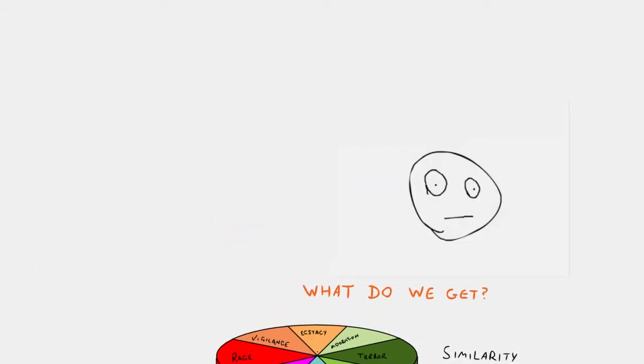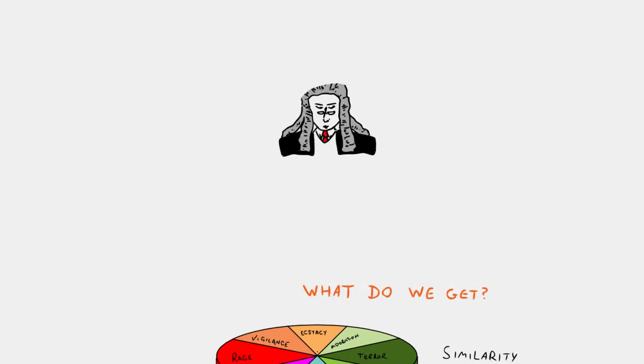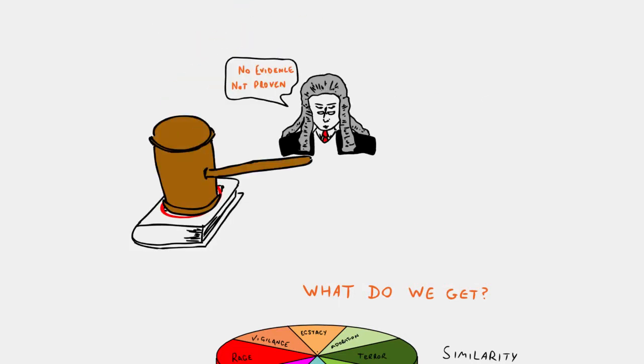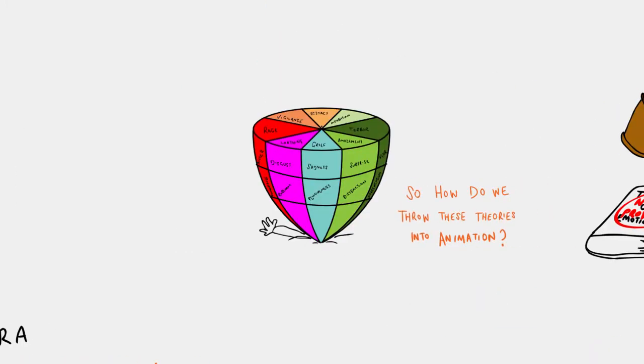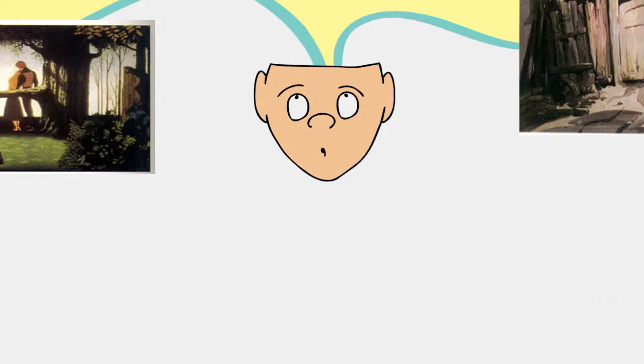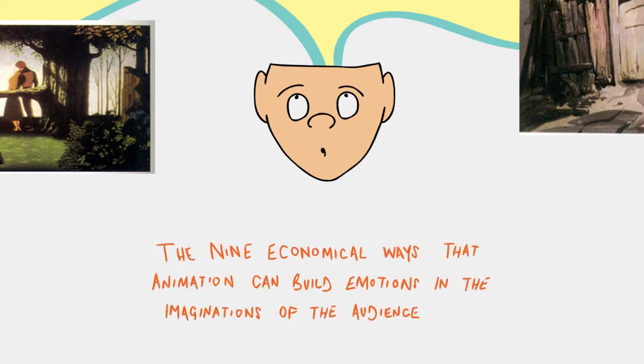What do we get from all this? Well, a headache. None of these theories are proven or disproven, but they do give us something to work with. So how do we throw these theories at animation? Disney have an interesting approach to emotion. In particular, they aim to engage the audience's imagination using the 9 economical ways that animation can build emotions in the imaginations of the audience.